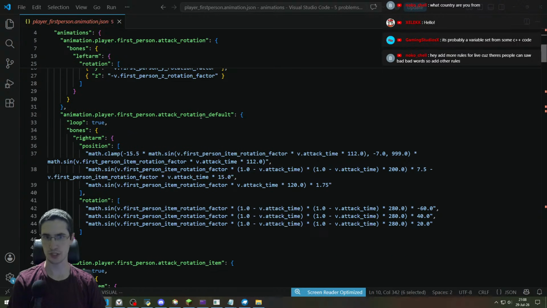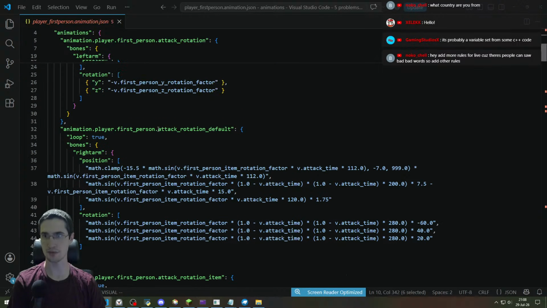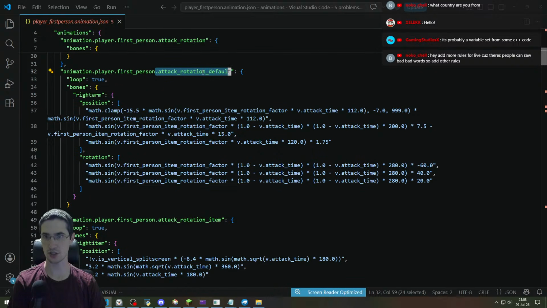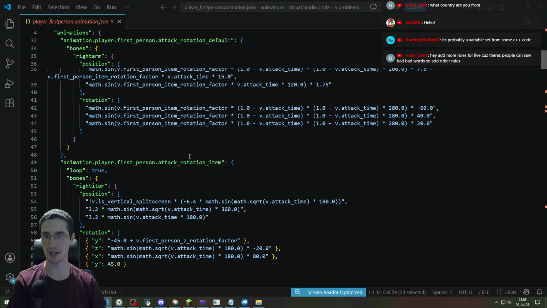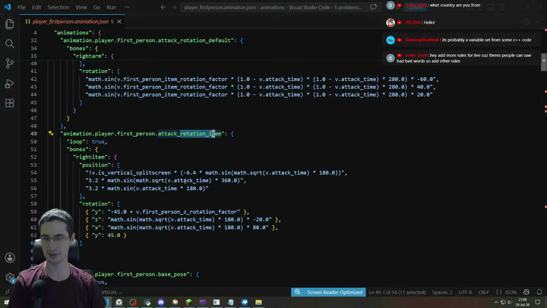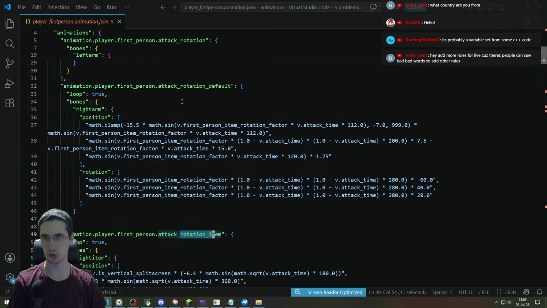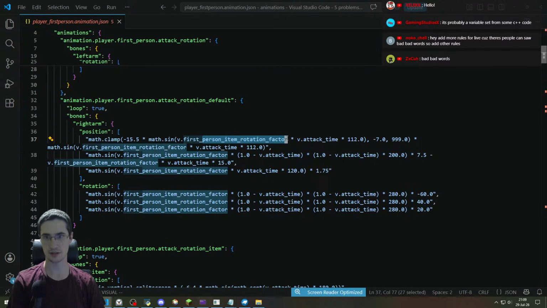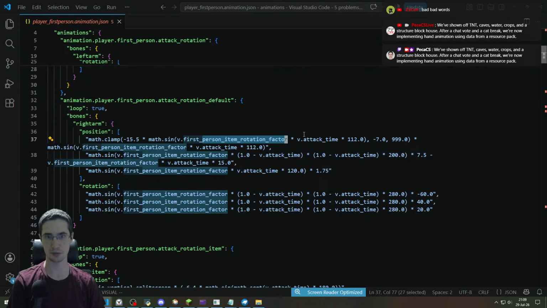Here they have rotation default. This looks like it's... Oh, this is simpler, chat. This looks a bit simpler. Attack rotation default and attack rotation item. Attack rotation item is even simpler. Maybe default is when you don't hold anything. And look at how it's just the right arm. Perfect. And it's looping. Nice. Here they use sine, first person item rotation factor. Oh, they have an item rotation factor, attack time, some values here.